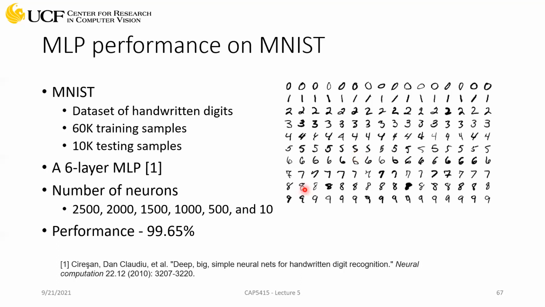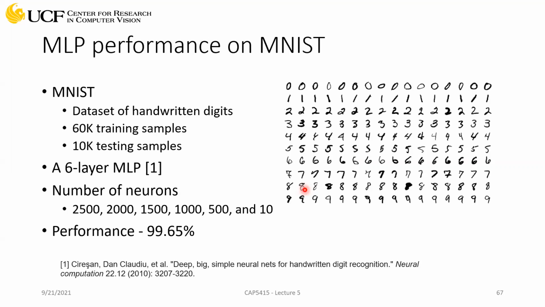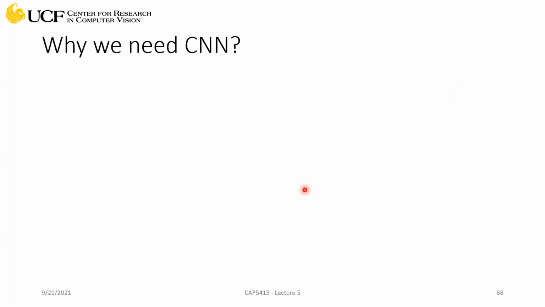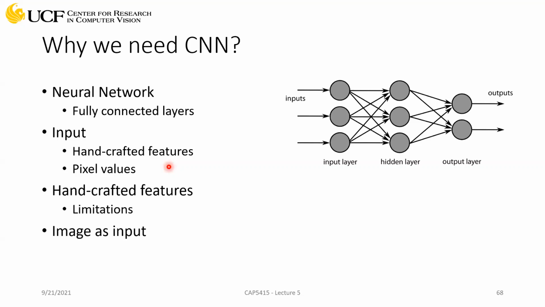Okay, so that was one simple example of MNIST. Now the question is, if these MLPs can perform that well, then why exactly do we need convolutional neural networks? That's the topic for the next lecture. If you think about neural networks, these are fully connected layers, right? First of all, you need some kind of features as input, and these can be handcrafted features, or they can be just pixel values. If they are handcrafted features, it means we need some kind of domain knowledge or domain expert to get those features. But if you just want to use pixel values or images as input, we have some limitations.